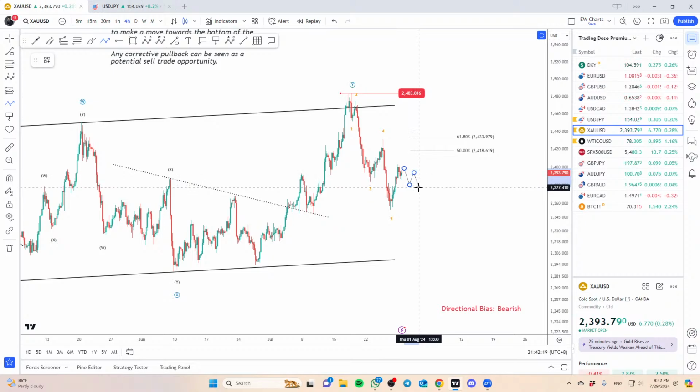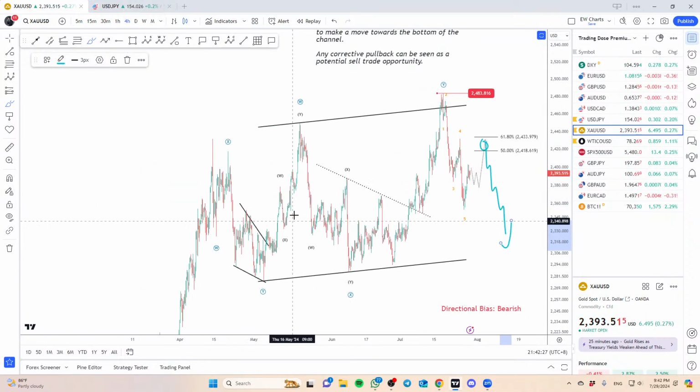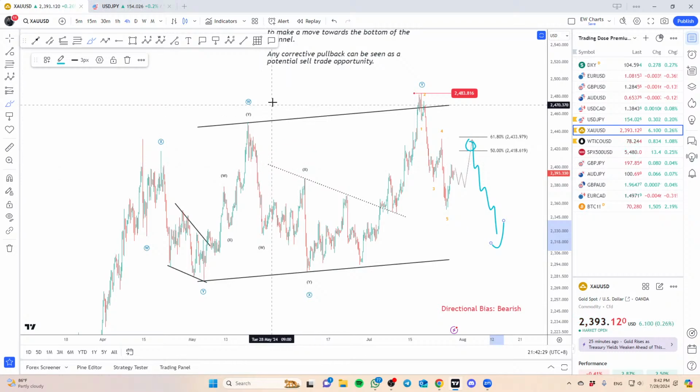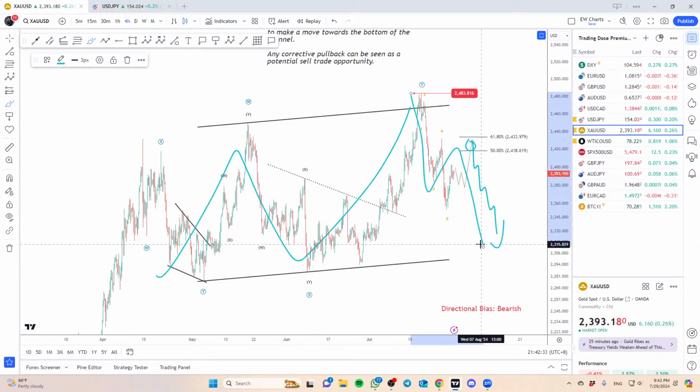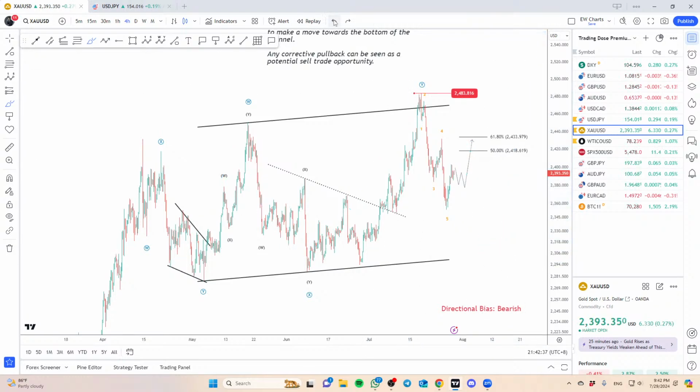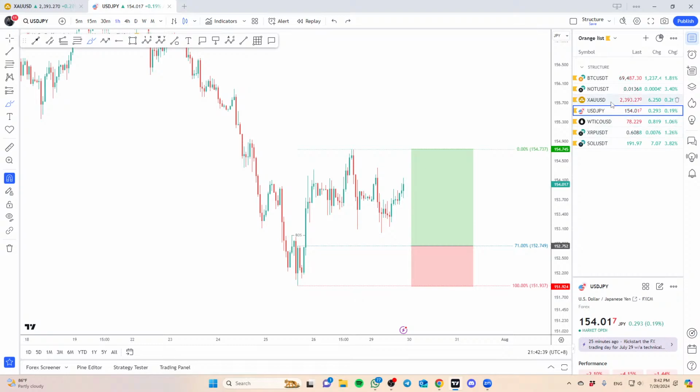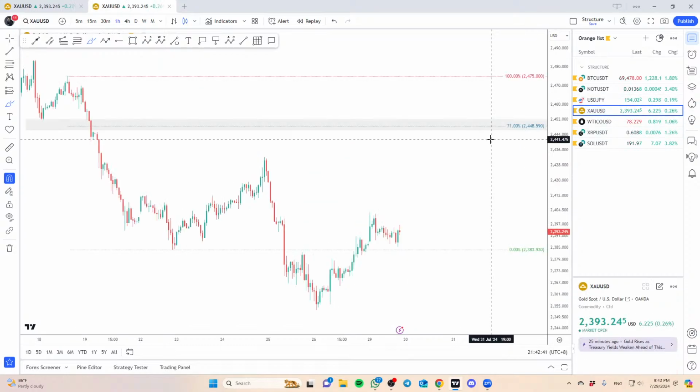Whether short term you can look for a buy is really up to the individual, but I would say somewhere around here would ideally be a sell trade. If I zoom out a little bit, we can see a 3-wave structure. We're expecting a 3-wave move down, and then maybe a bigger move back up. So gold is something you can definitely pay a little bit more attention to as well.